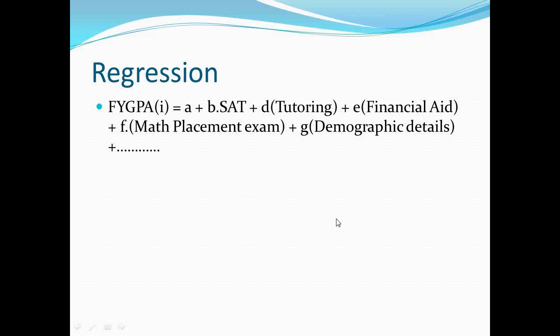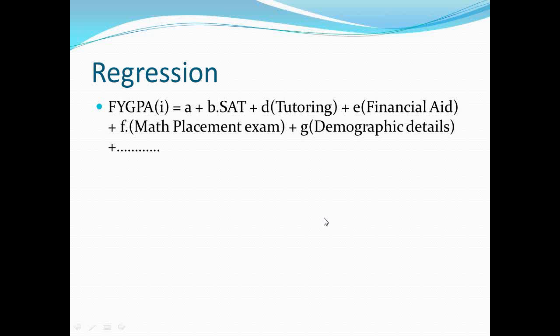At SUNY Oswego, for example, students do a math placement exam before they start their semester, which will determine which math course they go into, whether it's pre-calc, calc, or whatever. Also their demographic details, their major, whether they're in a living learning community. Categorical data like yes or no could also be included in this framework through logistic or probit regressions. My feeling, and again, I'm somewhat of a newcomer to this, I could be wrong, is that it's not as prevalent in the STEP community as I've seen in other literature in the educational field.